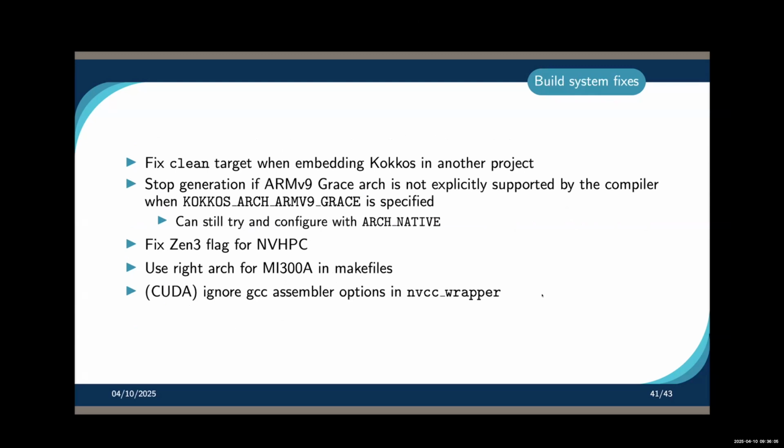Right. There's a few fixes to the build system. Now the clean target is properly called when embedding Kokkos in another project. We also made it an error if you have Kokkos Arch ARM v9 Grace specified to CMake, but ARM v9 Grace is not supported by the compiler. So you can still try and get sort of the old behavior, you use Arch native there.